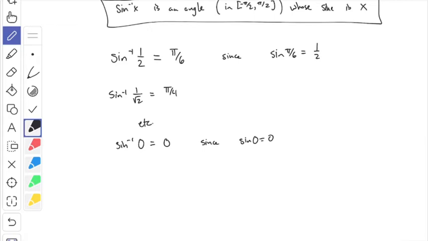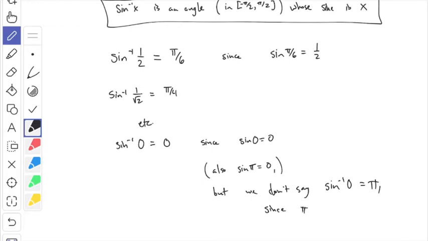But he said, what about pi? Actually, also, can I say parenthetically, also sine of pi equals 0. That's true, but yeah, that's outside of the range. That's right. So we do not say, so also sine of pi equals 0, but we don't say inverse sine of 0 equals pi, since pi is outside this interval that I keep on saying. All right.